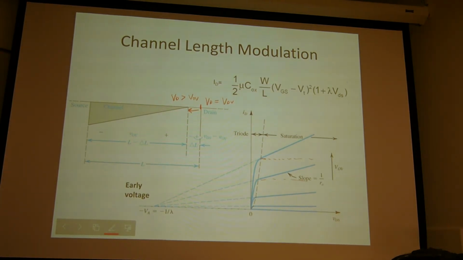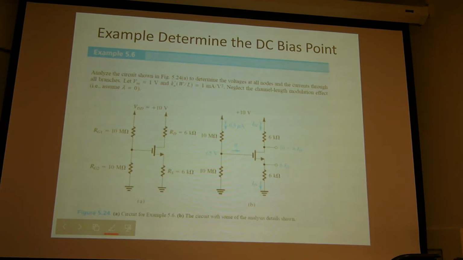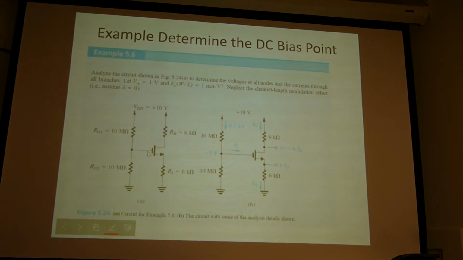All right. So then let's start today's discussion. Here we have one example to determine the DC bias current of this transistor. We have this circuit with 4 resistors and 1 transistor. And the question asks to determine the voltage at all the nodes and the current through the branch. So basically it asks what is the voltage of this node, and this node.